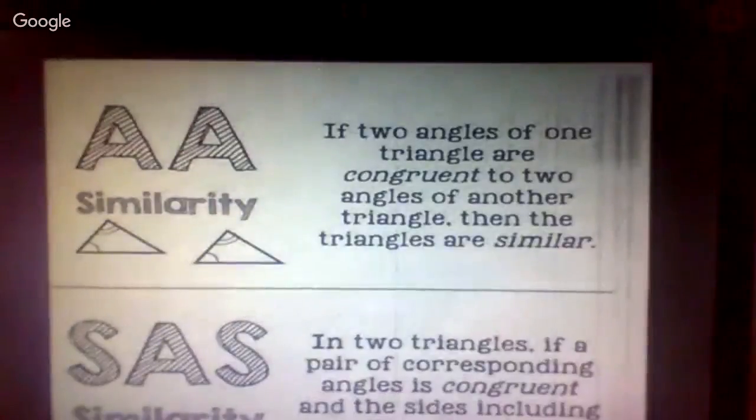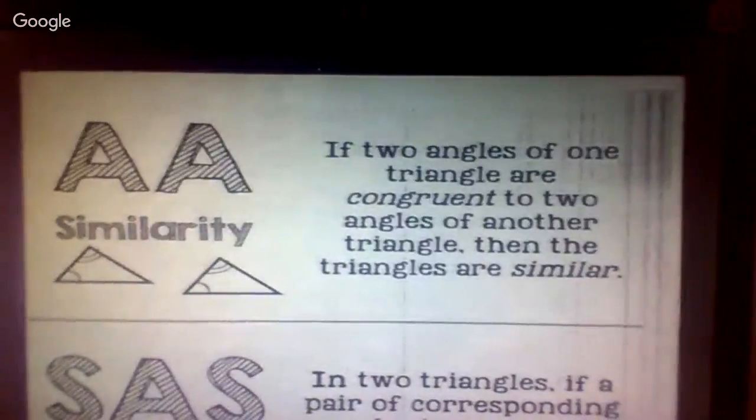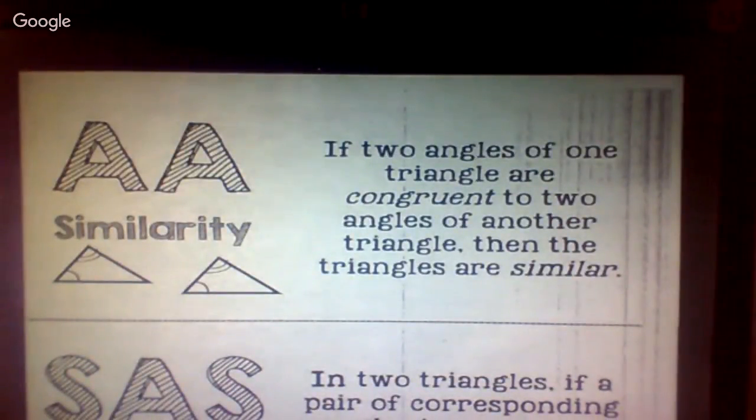All right. So our first one to prove triangles similar is called the AA similarity theorem. This one states, if we have two angles of one triangle that are congruent to two angles of another triangle, then the triangles are similar. One thing you need to know about similar figures: yes, they are the same shape, but they are different sizes. Your angle measures will not change.